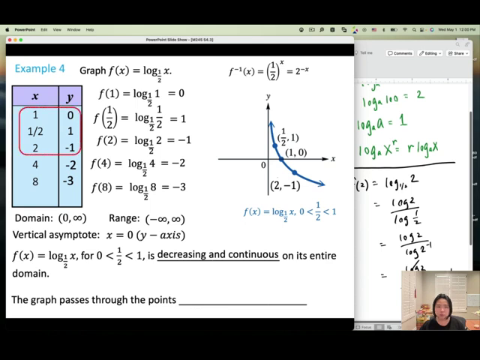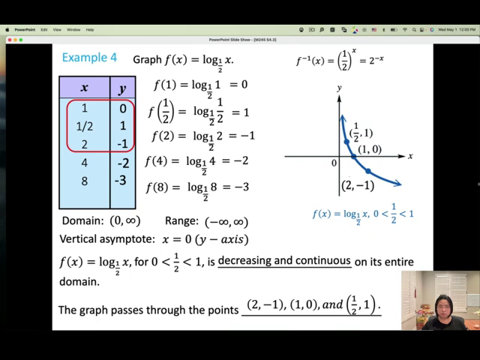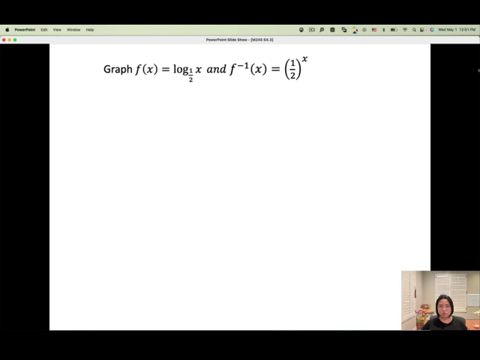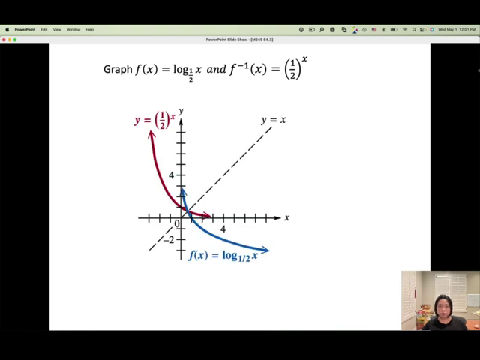Graph passes through the points, I just picked these 3 points. When you graph these two functions, this is the inverse, right? The log of base 1/2 of x, and this is y equal to 1/2 to the power of x. They are inverses of each other, so it's going to be reflected by the line y equal to x.